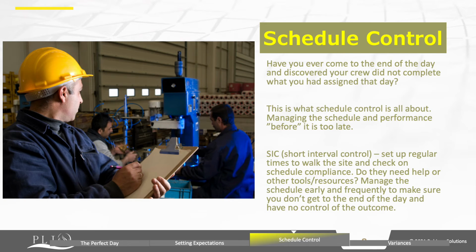So what you need to do is develop what we call SICs, or short interval controls, to walk the site and check on schedule compliance. You've set expectations, you've agreed on timing and schedule with each of your crew members, and now what you need to do is check in on them on a regular basis, frequently throughout the day, to make sure that they've got the tools and resources they need in order to achieve those timelines that they've discussed with you. If you don't do it until the end of the day, there's no way for you to control the outcome. That's why those short interval controls are so crucial to driving performance on your crew on a daily basis.